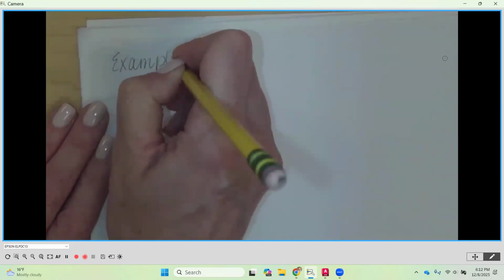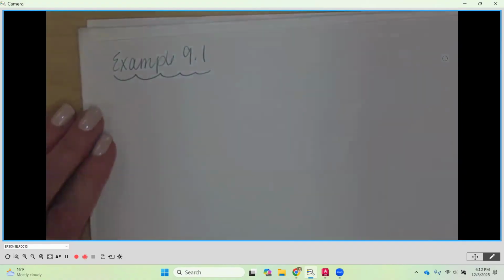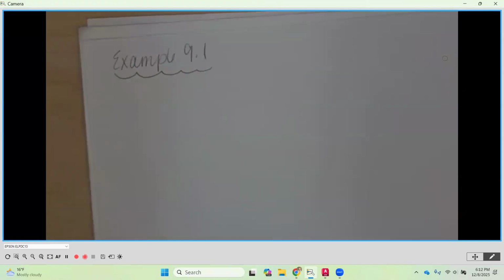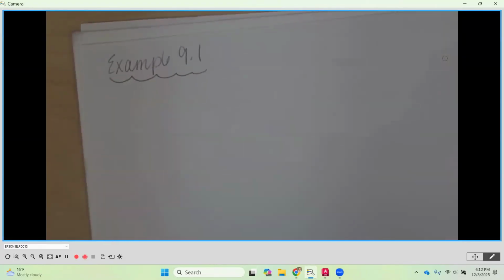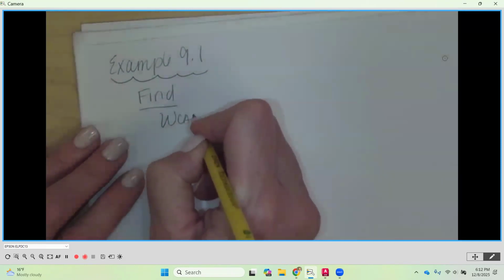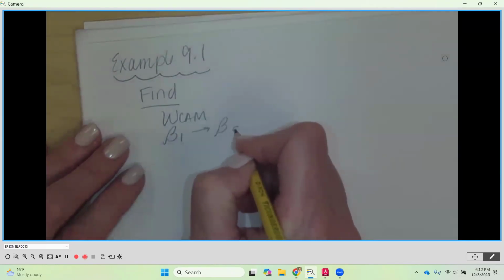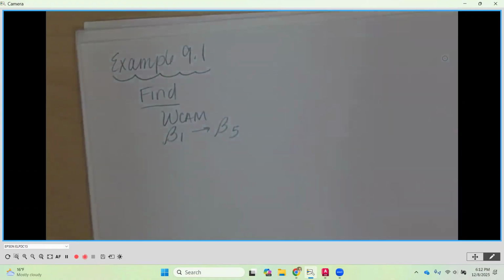As we look here, I'm going to put my equations away and zoom out a little bit. This is example 9.1, and I'm not going to rewrite the instructions. So I'm just going to put, we need to find W of our cam and each one of the betas, beta 1 through beta 5, given the sequence that's in this problem.